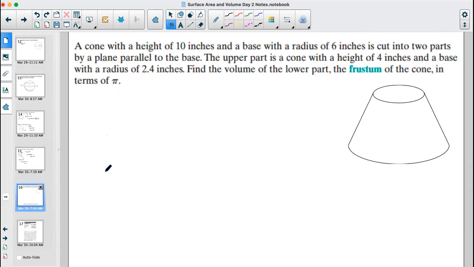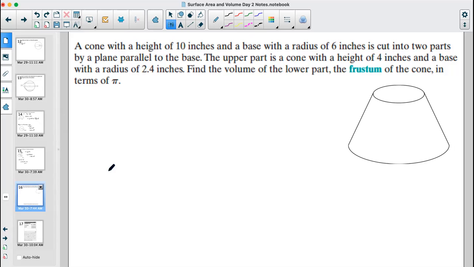A cone with a height of 10 inches. So this is how you find the volume of a frustum. That's what that word is, frustum. It's often mispronounced, even by myself very regularly, as frustrum, but it's frustum. Looks like a lampshade maybe. I can call that a lampshade. The volume of the lampshade is what?